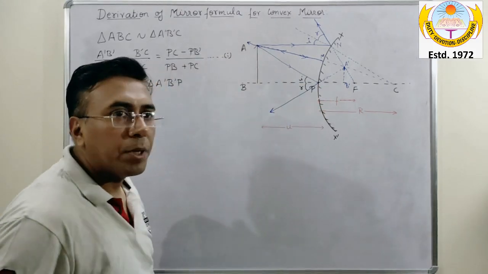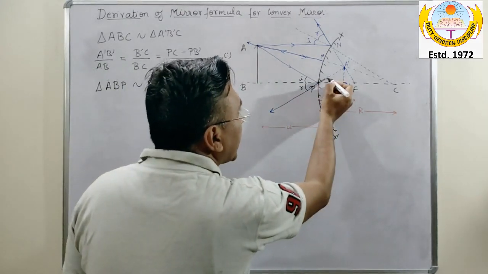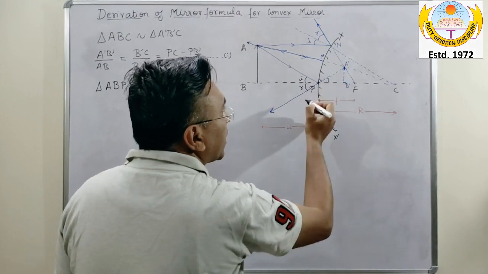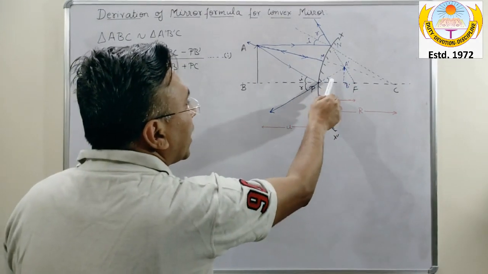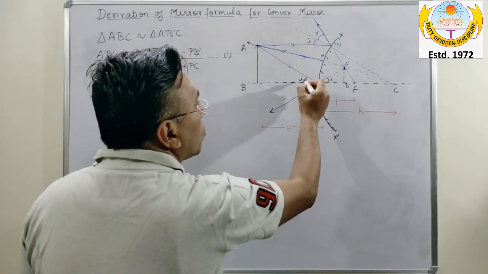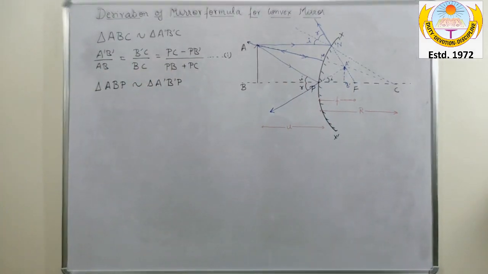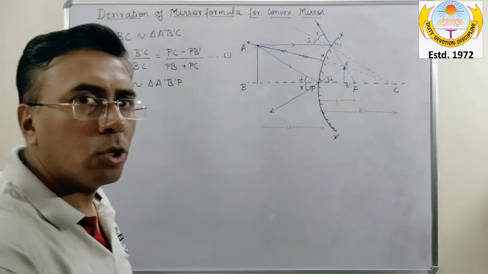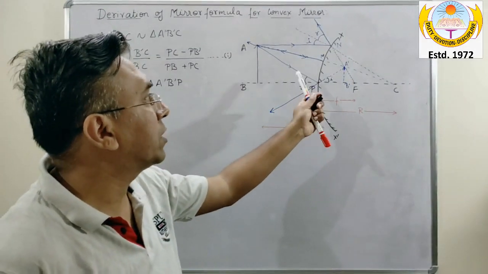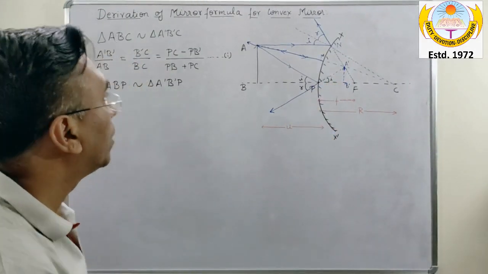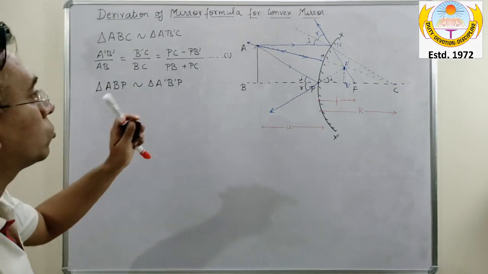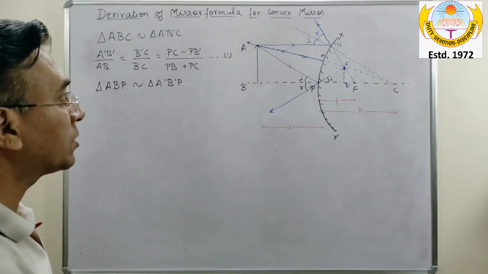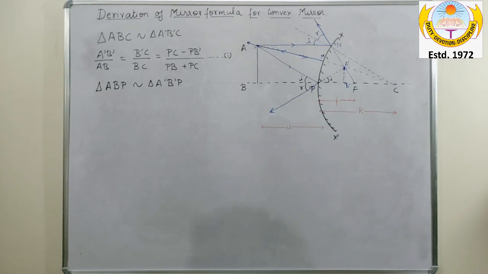Obviously these two angles will be equal, and this angle which you see is the vertically opposite angle. So obviously I and this angle would also be the same. So the value of this angle is I, then the value of this angle will also be I. Although this is not an angle of incidence, since the values are same, that's why I'm writing I and I. Now we have the set of similar triangles ABP and A dash B dash P.